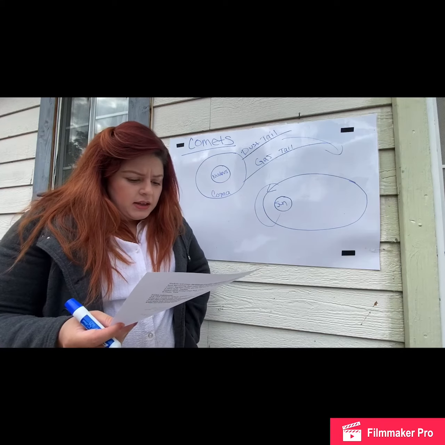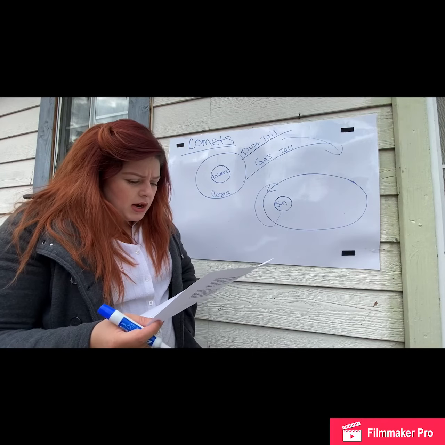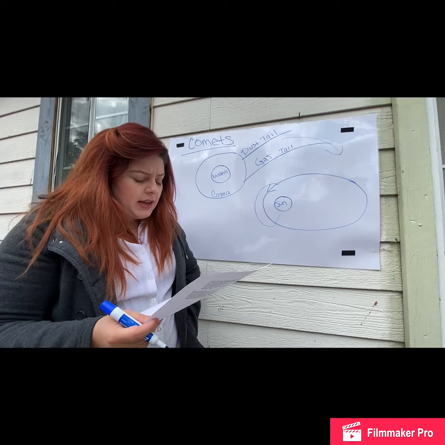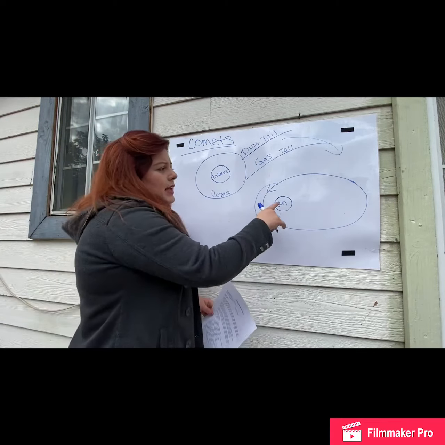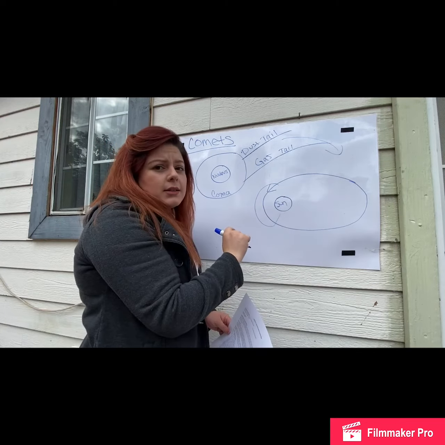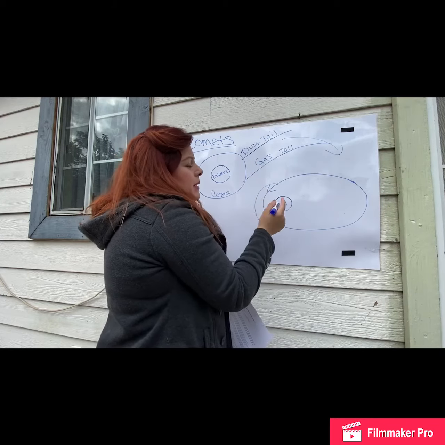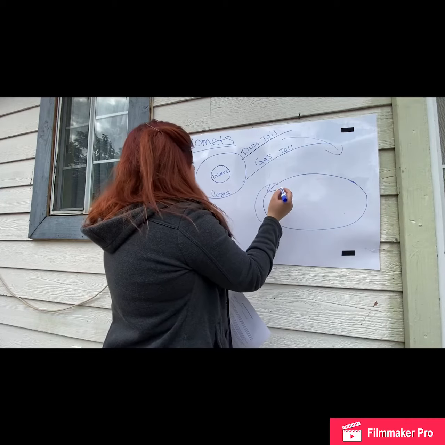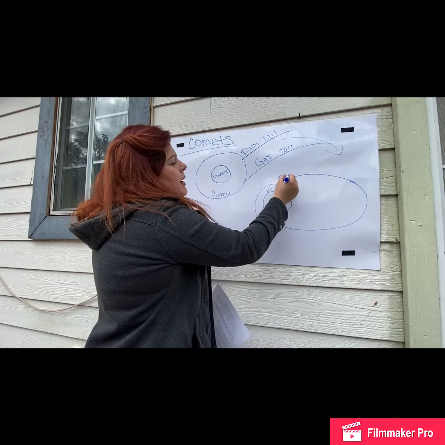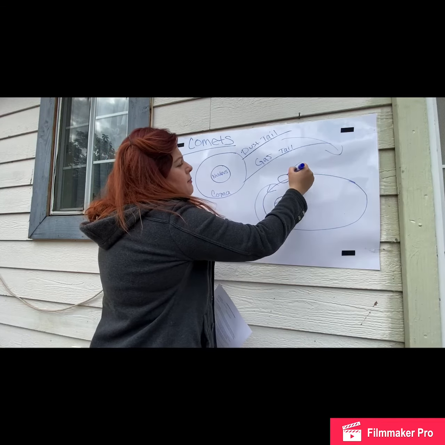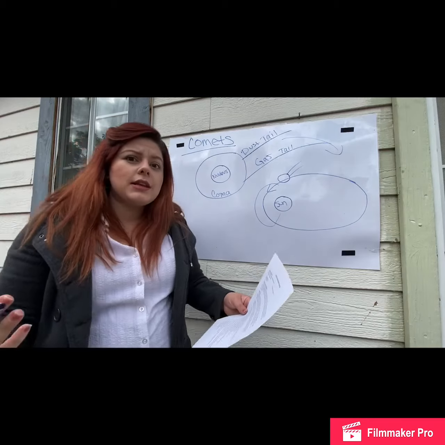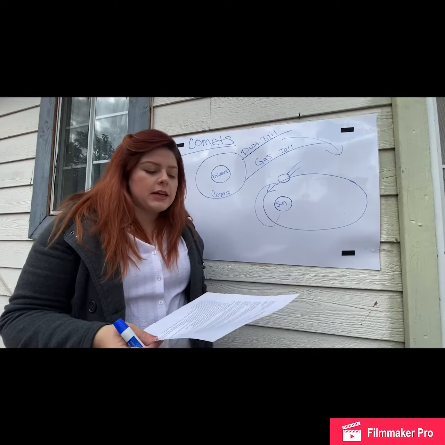Another thing I would like to mention is that as it moves around its elliptical orbit, the tails are facing out. Because of the solar winds, we have the comet coming right here, and the tails are always going to be facing out. So that's something for you to also take into consideration.